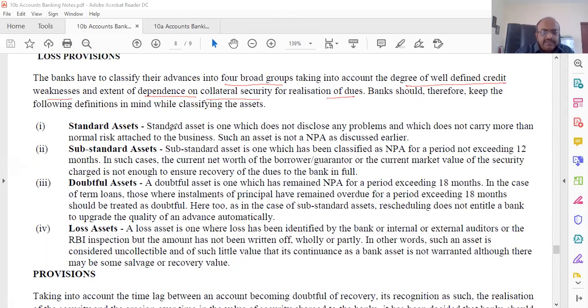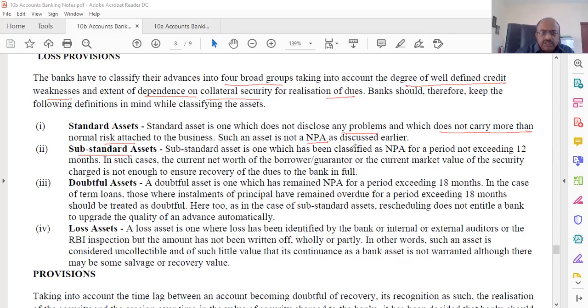What are those? Standard asset. A standard asset is one which does not disclose any problems, which does not carry more than normal risk attached to the business. Such an asset is not an NPA. NPA means non-performing asset.